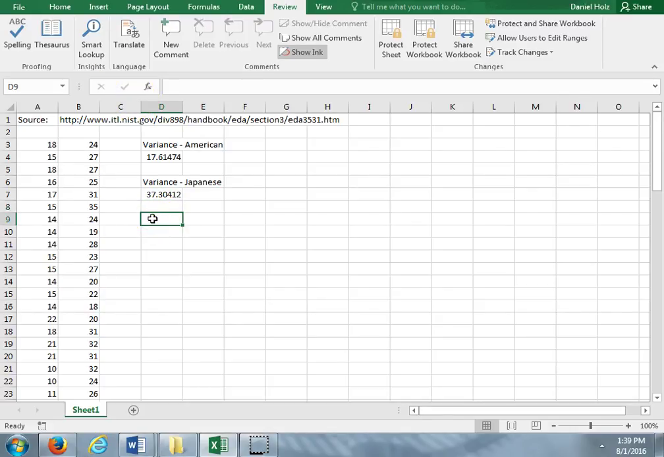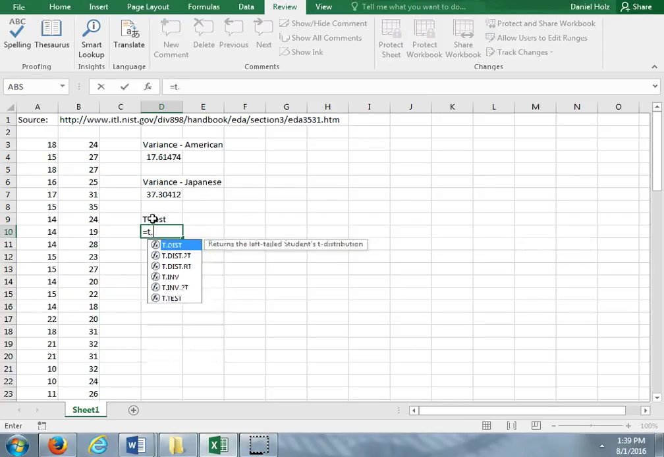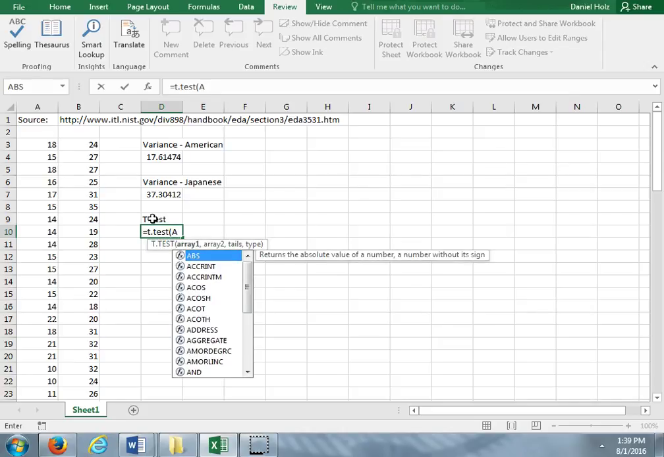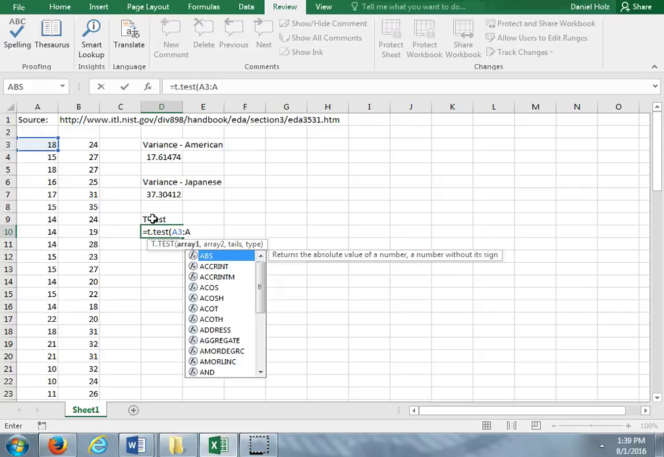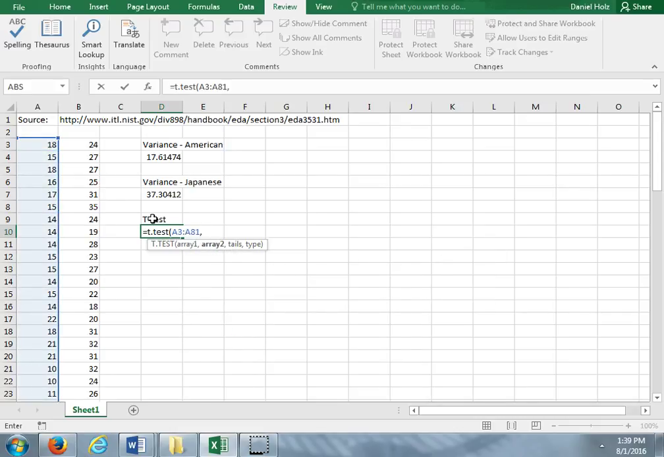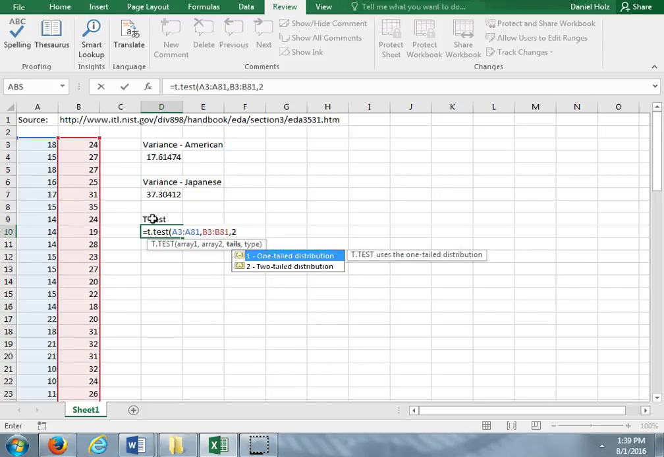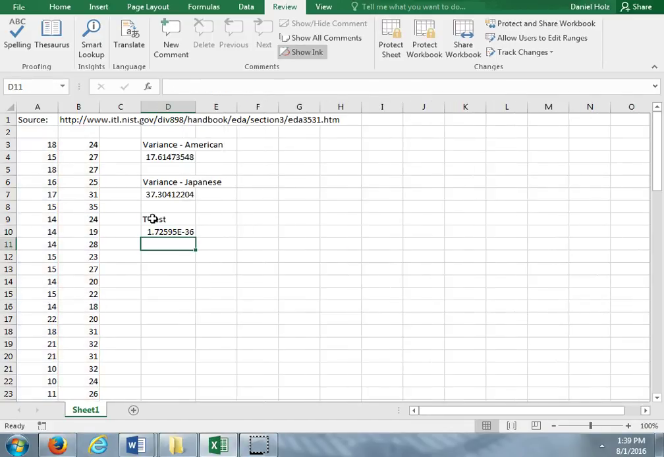Now we can perform our t-test. Equals t.test, open parentheses, A3 colon A81, comma, B3 colon B81, comma, 2, since we have a two-tail test, comma, 3, since our variances were different, close parentheses, and enter. We get an answer that is in scientific notation.